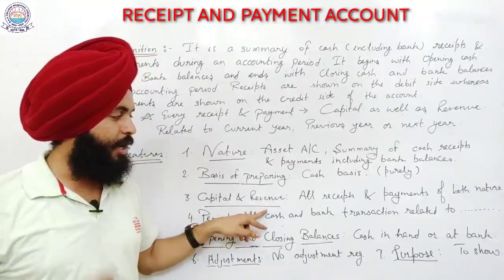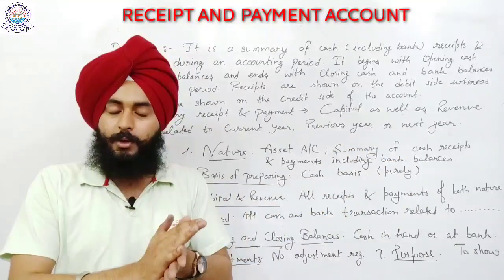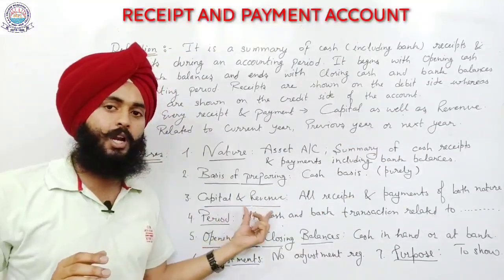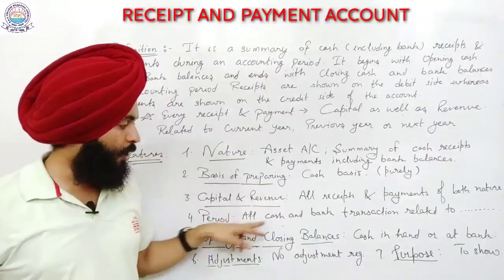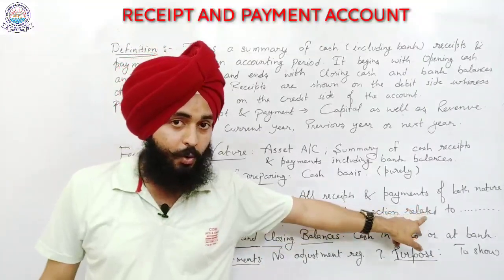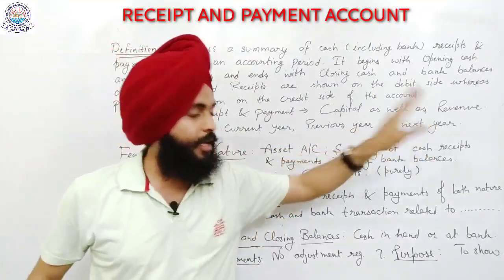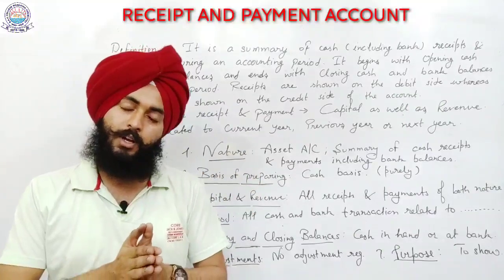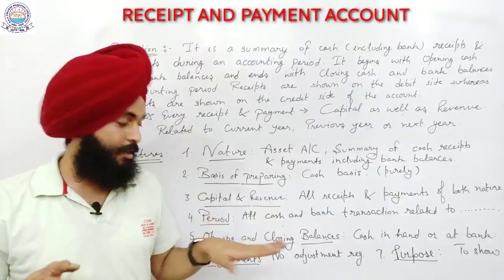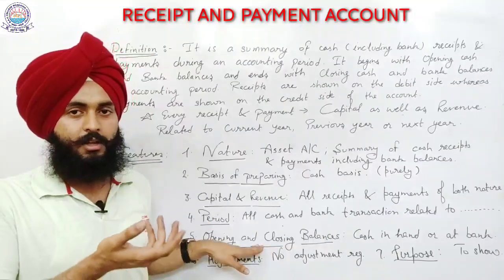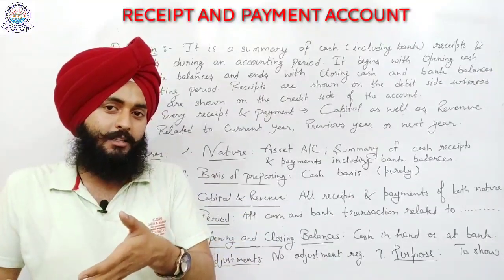Next thing, capital and revenue. I told you all receipts and payments of both nature, जितनी भी होंगी, whether those are related to capital nature or revenue nature, we will record. नेक्स्ट इज पीरियड जो है इसका, ऑल कैश एंड बैंक ट्रांजेक्शन रिलेटेड टू करंट ईयर, प्रीवियस ईयर और नेक्स्ट ईयर, तीनों सालों का वी विल रिकॉर्ड. ओपनिंग एंड क्लोजिंग बैलेंसेस. रिसीट एंड पेमेंट अकाउंट नॉर्मली स्टार्ट विद एन ओपनिंग बैलेंस, ओके, एंड एंड विद द क्लोजिंग बैलेंस.